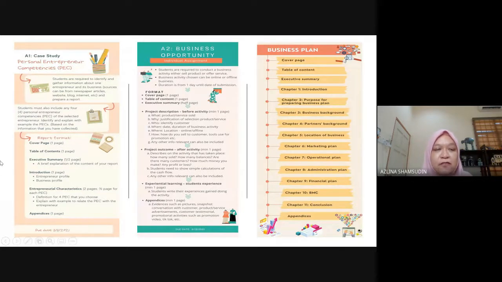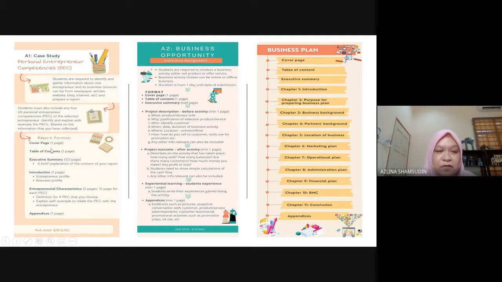The format of the report, of course, you will have the cover page, one page, the standard cover page. Table of contents: usually you will list out all the content in your report. So you list apa yang ada dekat dalam your report tu. And of course, dalam table of contents, you must write down the page number. I have to remind this because sometimes students didn't put the page number. So remember to put the page number.